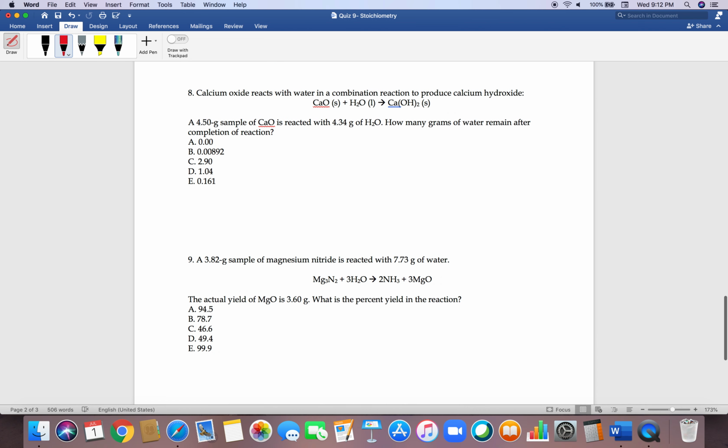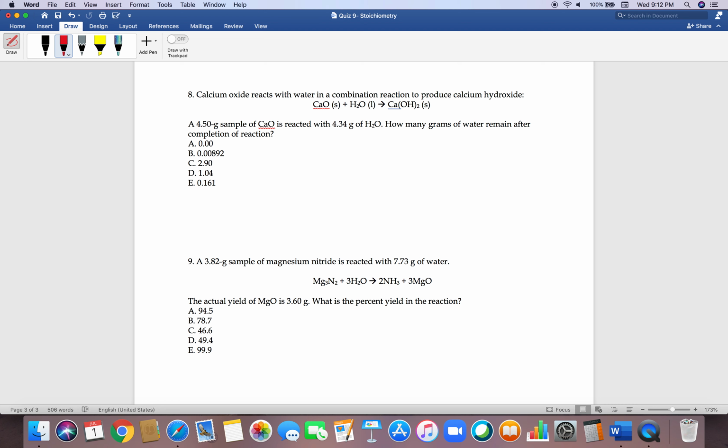Number 8 says that calcium oxide reacts with water in a combination reaction to produce calcium hydroxide. A 4.5 gram sample of calcium oxide is reacted with 4.34 grams of water. How many grams of water remain after the completion of reaction? So this was the question that most people got wrong. Not exactly sure why. I'm definitely going to go over it now.